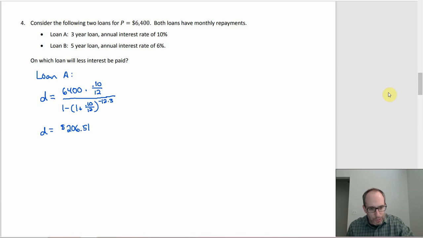And then the total payment, in this case, is D times 36, right? Because it's D times 3 times 12. And what you get is, let's see, 7434.36. And if you run through these and get something slightly different than I do, it's because I didn't round D. I just got it in the calculator and then multiplied out by 36 without rounding.